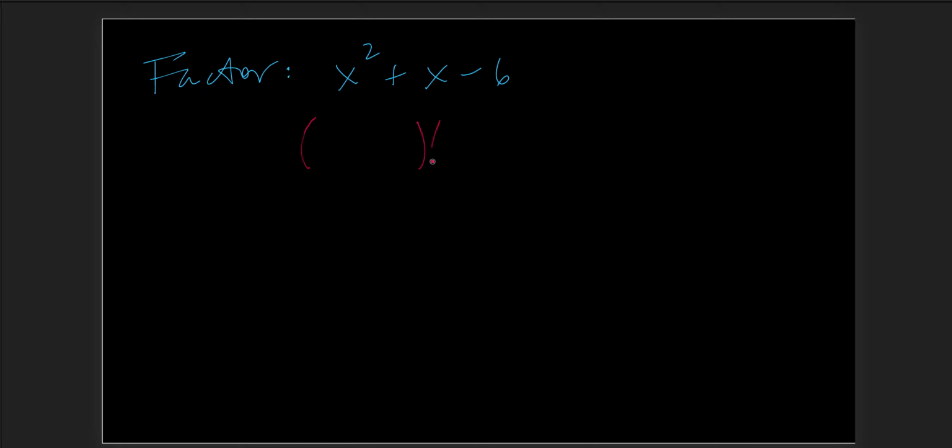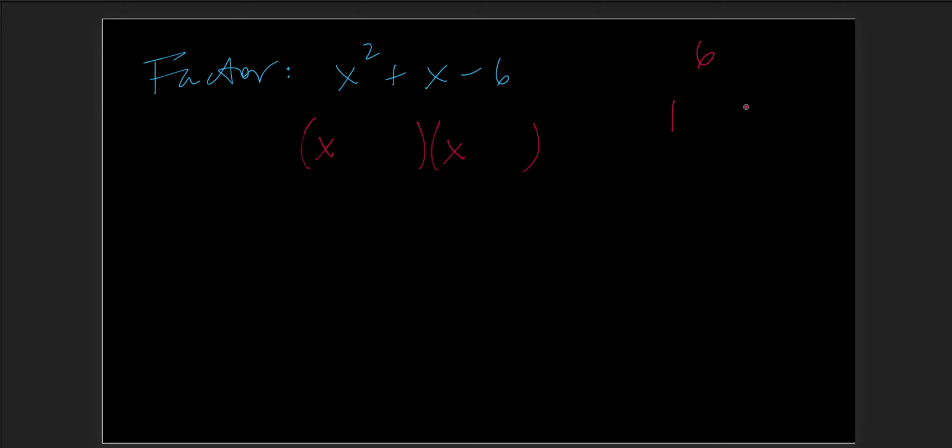So I'm going to draw my two sets of parentheses, and to get this first term it's x and x. That's always the easiest part. Throw an x and x there. Do you remember what I do next? I jump to the 6.